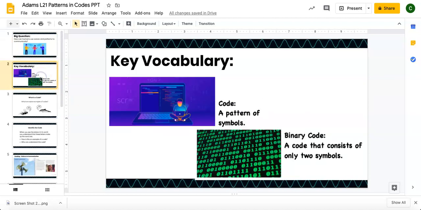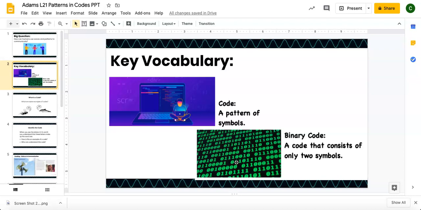So let's go into our key vocabulary for today. We have the definition code, which is a pattern of symbols. We also have the definition binary code, which is a code that consists of only two symbols. So here's an image that sort of shows us that the two symbols that's going to create a binary code is the number 0 and the number 1.